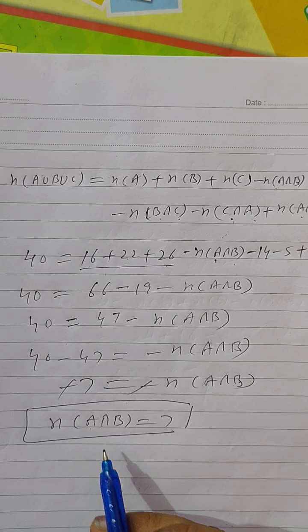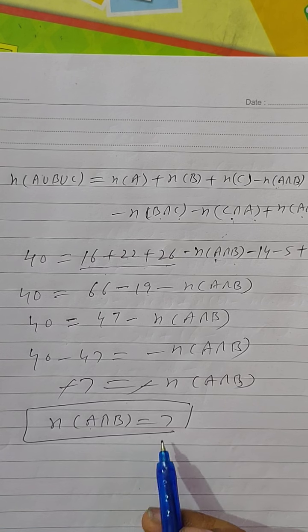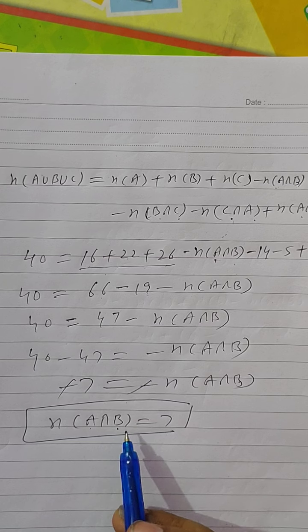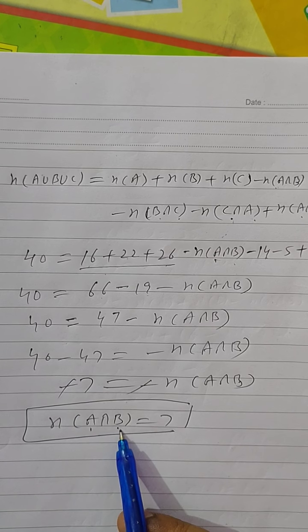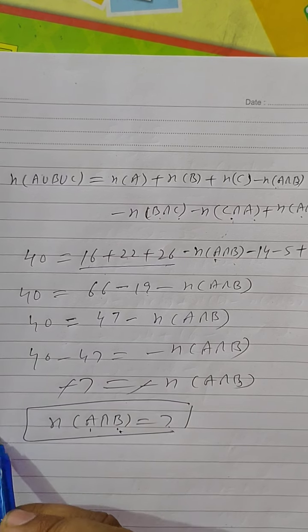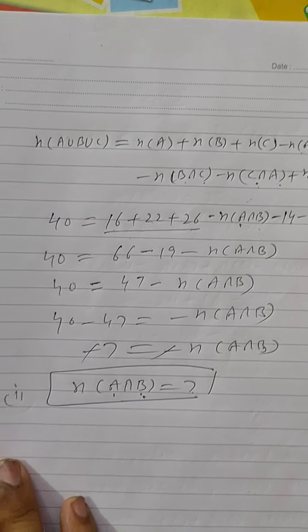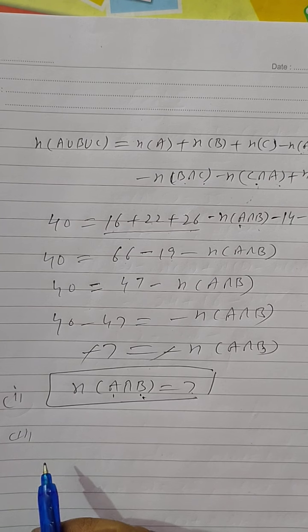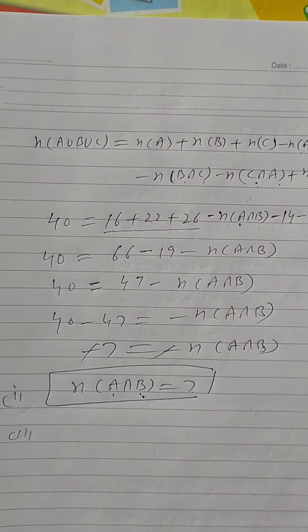A was English, B was accountancy. So those who are studying English and accountancy, 7. This was the first part of the test, the first part of 11th. In the second part, English and accountancy but not economics.